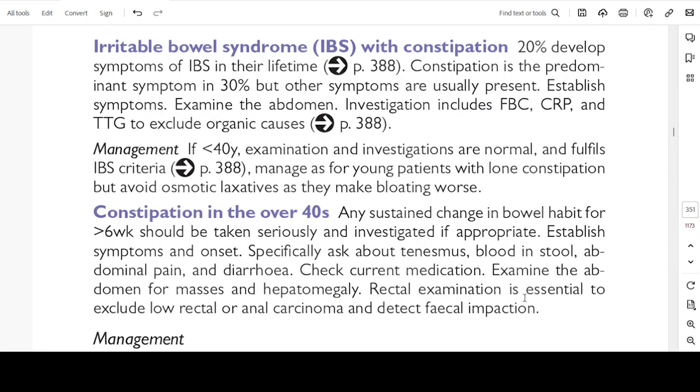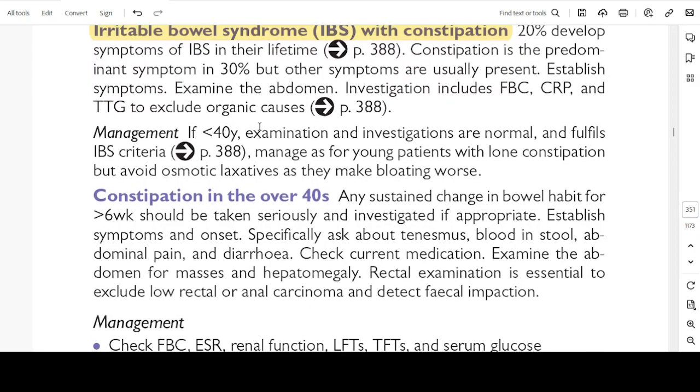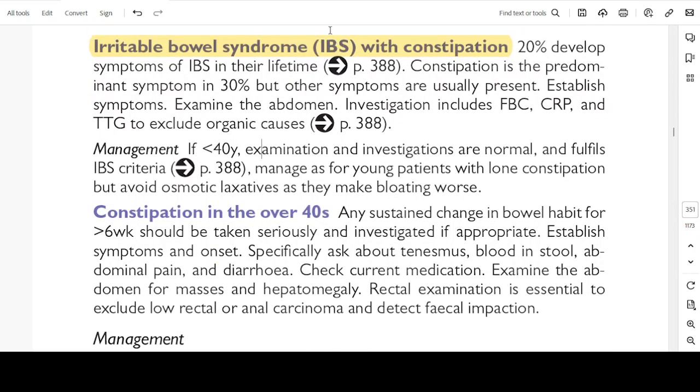Irritable bowel syndrome with constipation. So irritable bowel syndrome has both diarrhea and constipation. Sometimes it can be constipation predominant and sometimes diarrhea predominant. 20% develop symptoms of IBS in their lifetime. Constipation is the predominant symptom in 30%, but other symptoms are usually present. Establish symptoms. Examine the abdomen. Investigations include FBC, CRP, and TTG, tissue transglutaminase, to exclude other organic causes of constipation, because IBS is a diagnosis of exclusion. You have to exclude every other organic cause to think that it is functional irritable bowel syndrome.